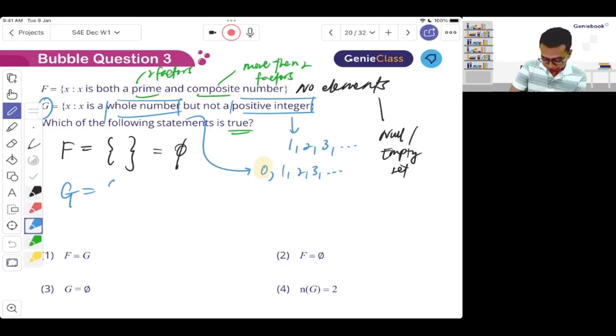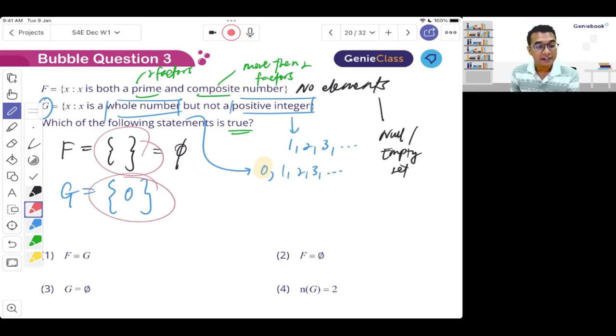So therefore, how do we write down the set? Okay, we write down the set, the curly braces with the zero inside. Okay, now this question appears really simple, but it's meant to trick you because some students will think that this and this are the same thing, but they are not. One of it is an empty set.